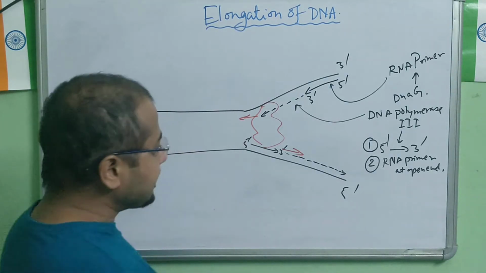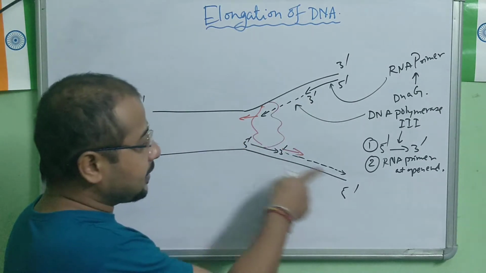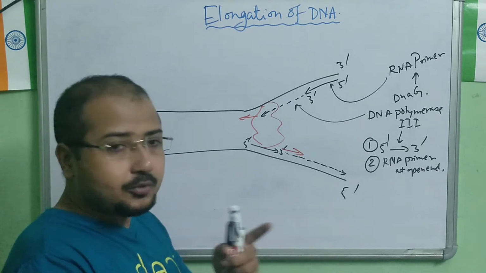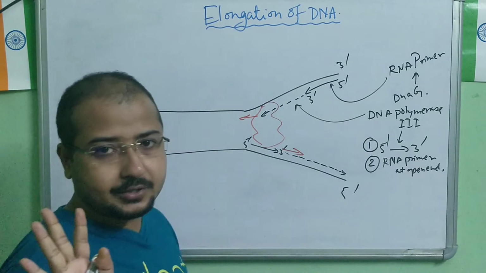So this condition is not possible, because this is happening in this direction and this is happening in the opposite direction. Replication in opposite directions simultaneously is just not possible by a DNA polymerase enzyme.